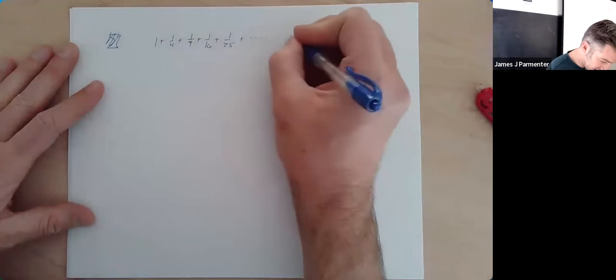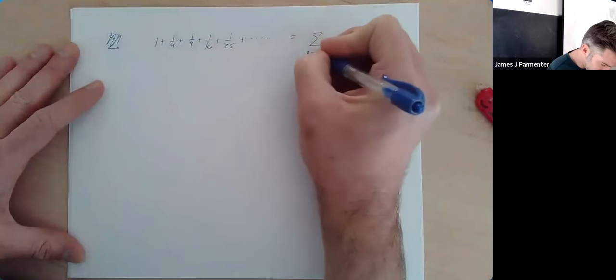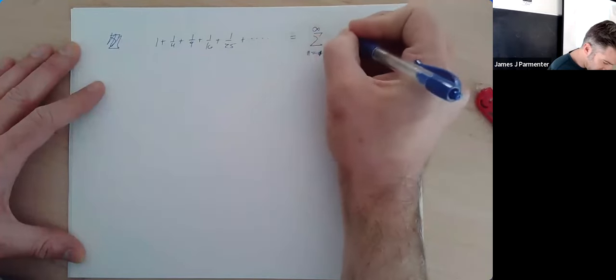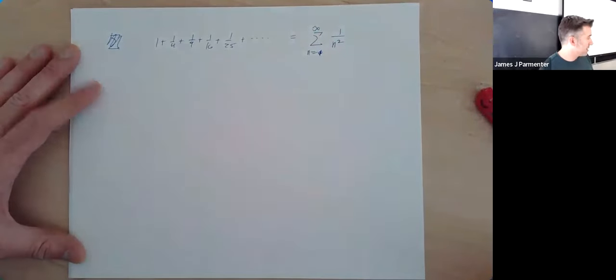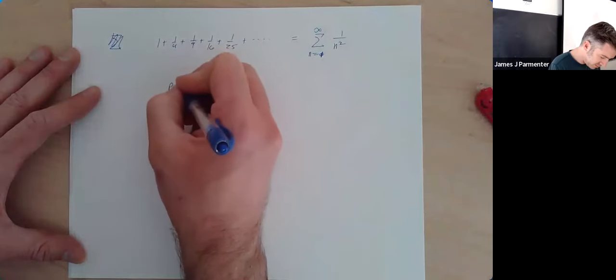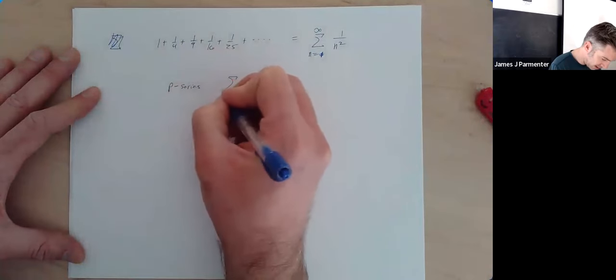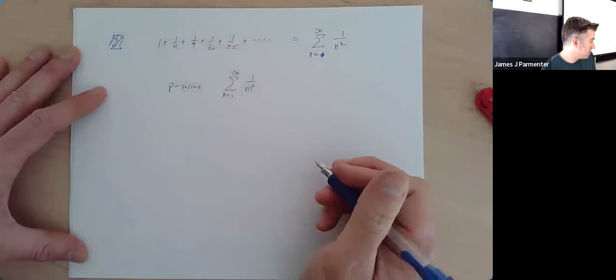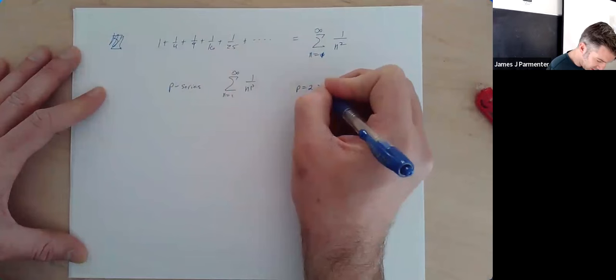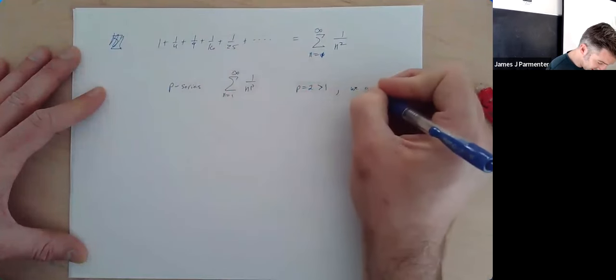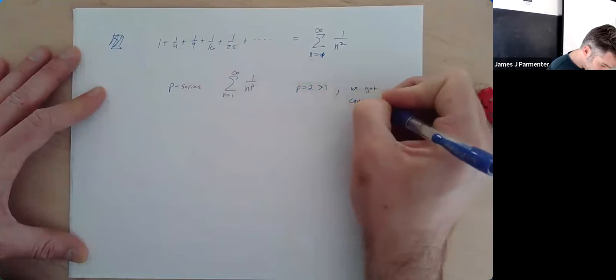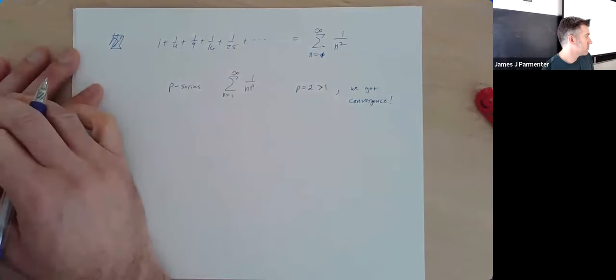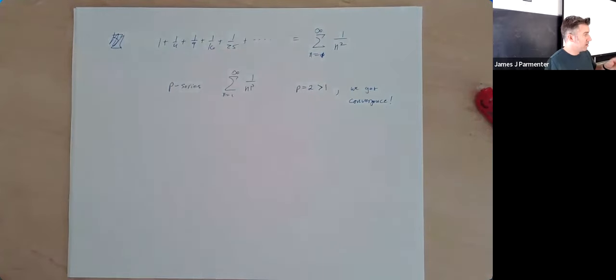But if we write this as the sum from n equals 1 to infinity of 1 over n squared, then we can say, oh, that's a P series. The sum from n equals 1 to infinity of 1 over n to the P. And here our P value is what? And if our P value is larger than 1, then we get convergence. So that's the difference here: the power being 1 is kind of the tipping point between being convergent or being divergent.